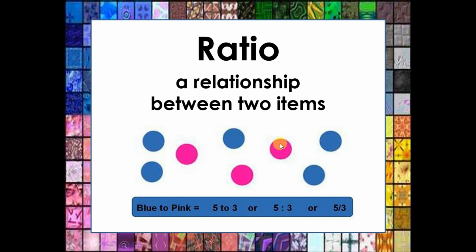Okay, so let's go here. This example, we have here 1, 2, 3, 4, 5, 6, 7, 8. Okay, 8. So that is, we have 5 blue and 3 pink circles. So if we get the relationship of the two colors or the two circles, blue to pink, we have 5 to 3 or 5 is to 3. We have also 5 is to 3 ito in this representation, or we can use 5 over 3. Okay, so ganun lang ang ratio mga ka-ML, napakadali lang.